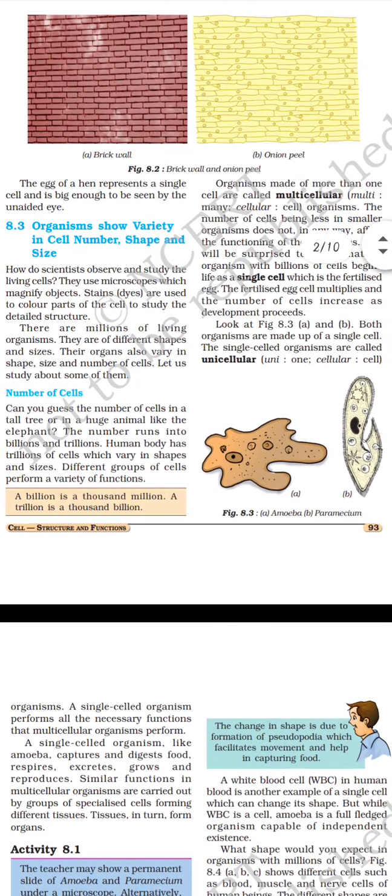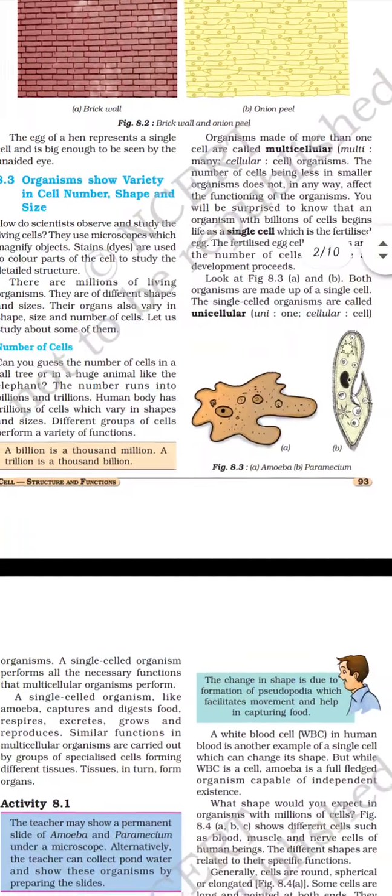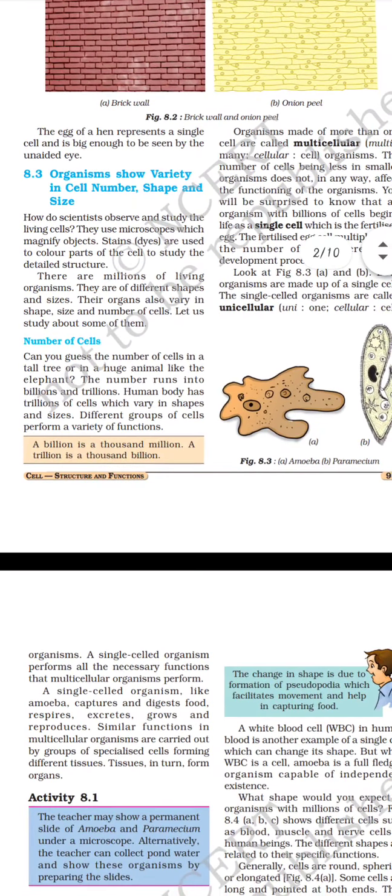Hooke thought of seeing living organisms, but due to the absence of good microscopes he could not do this. After the resolution of microscopes improved, it was possible to see that the cells in living organisms vary in number, shape and size. So now we will see what the size, shape and number tell us.